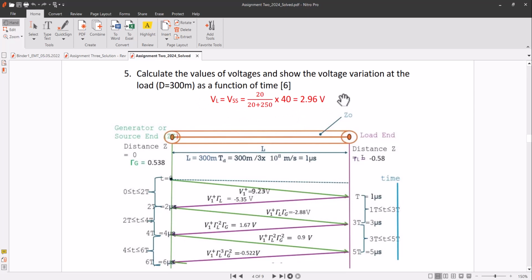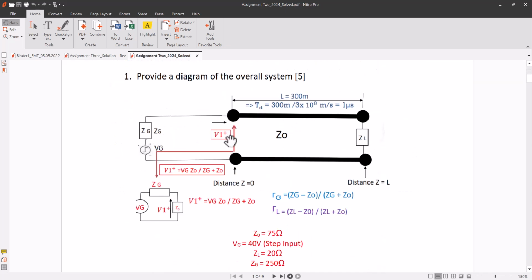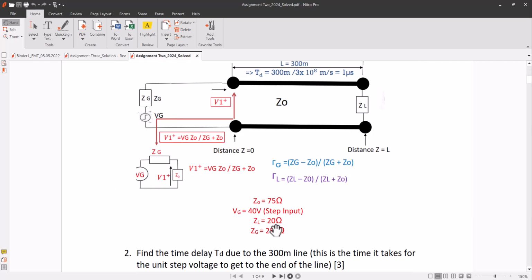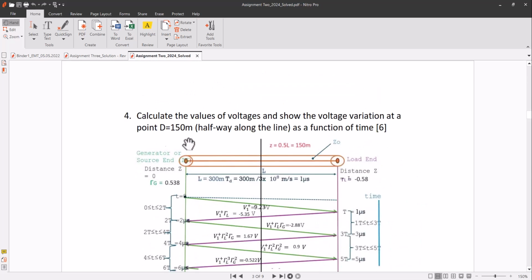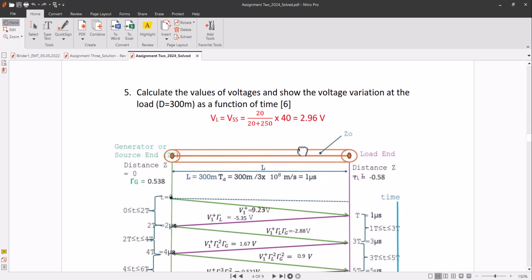So this is the standard formula using circuit analysis, 20 over 20 plus 250. Here you can see that 20, that is your ZL, over 20 plus 250. So Z naught is ignored in the steady state value. We simply have ZL over ZL plus ZG into VG. Simple voltage divider rule. So this is 2.96. This is the steady state value.